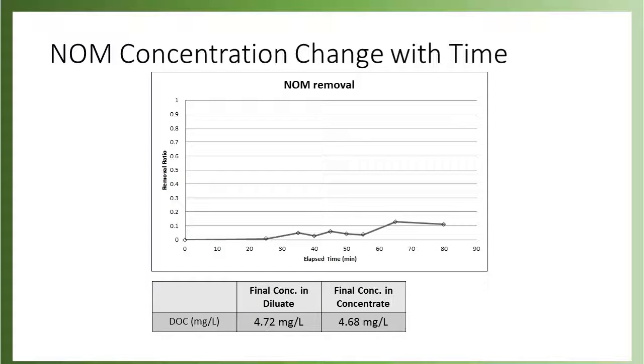The one thing I want to verify was that ED is really good for precursor removal, because the impact on the NOM concentration is really minimal compared to the salt ion. You can see the final concentration of the DOC at the dilute is about 4.7, pretty similar, and the removal ratio checked by the UV is about 10%, pretty low compared to the salt removal.